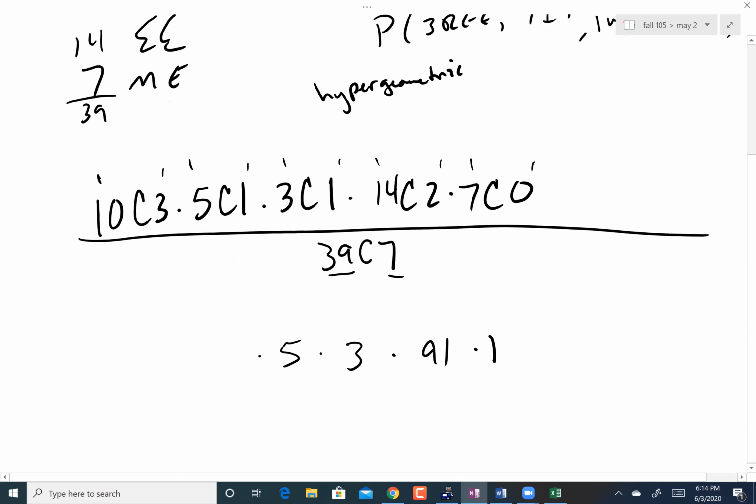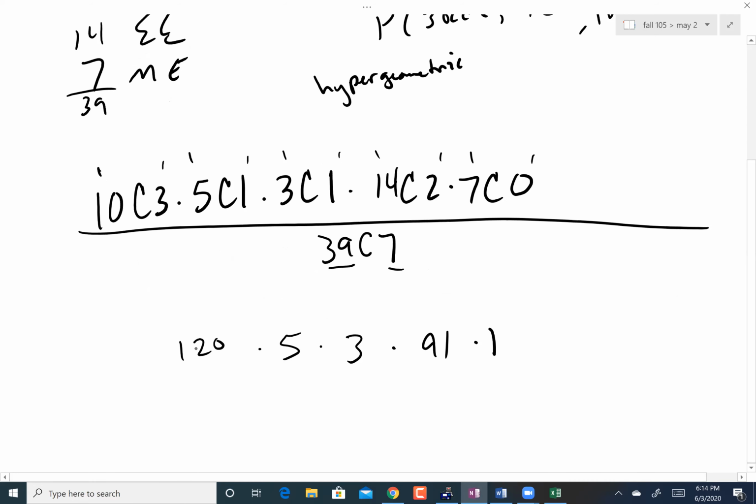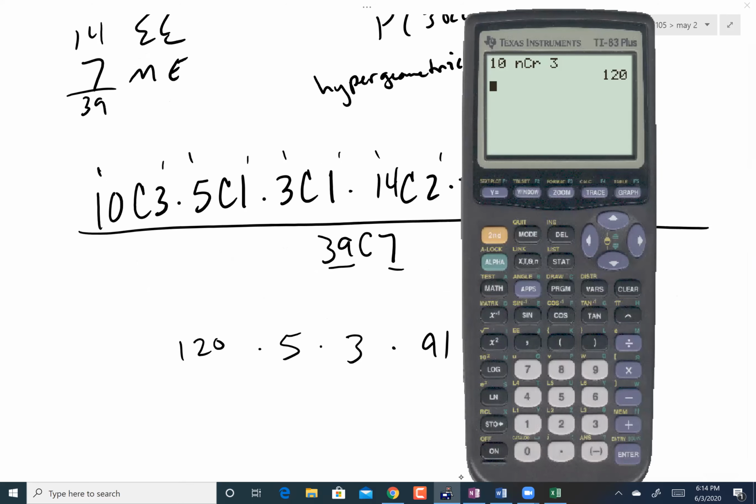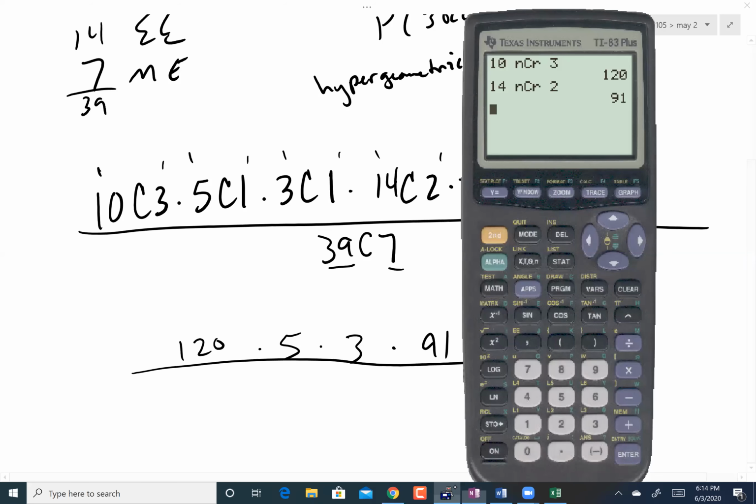And I don't know, 10 choose 3. It's been a while. Let's see here. So let's just do it on Betsy here. 10 math probability. Math, 120. And let's do the other one real quick again. 14 math, 91. Nice. All over 39.